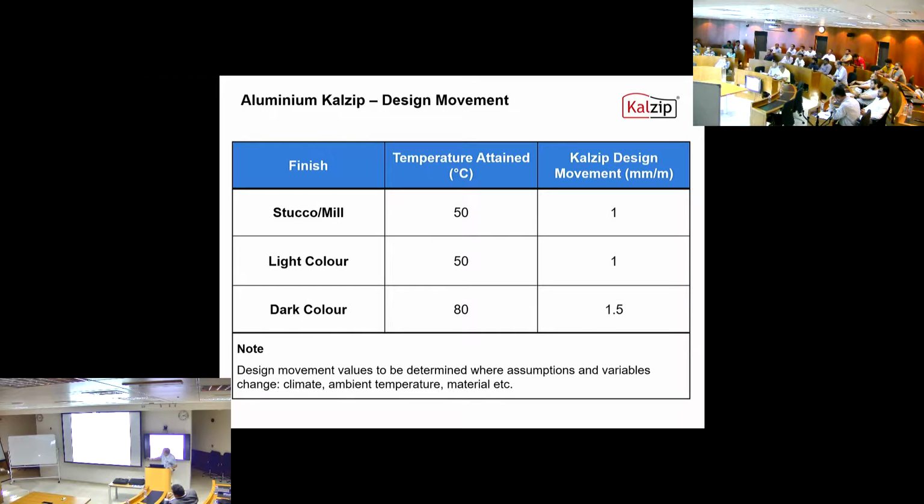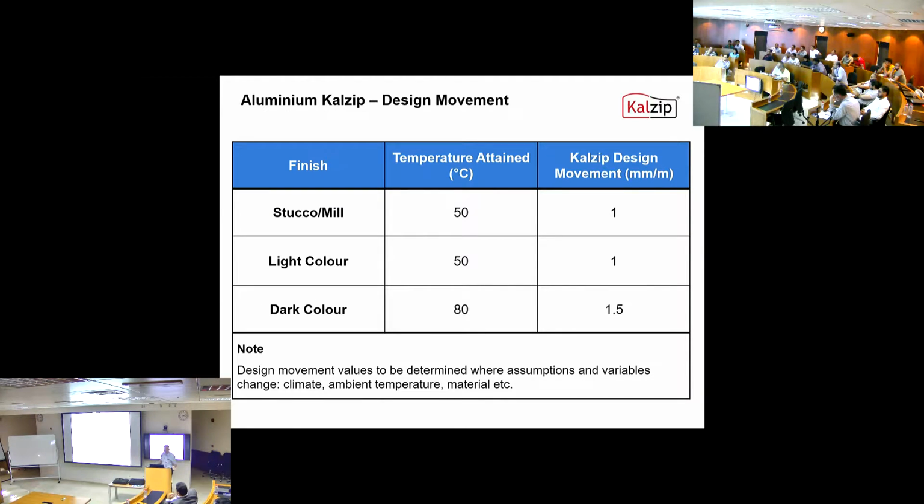We make it simple: 50 or 80. So we're not breaking it down into degrees, 20, 40. We'll say if it's 20 degrees, it's going to move 1 millimetre per metre. If it's 50 degrees, 1 millimetre per metre. If it goes up to 80, so 50 to 80 degrees, then you could increase that to 1.5, 2 millimetres per metre. This is the sheet temperature, yes.